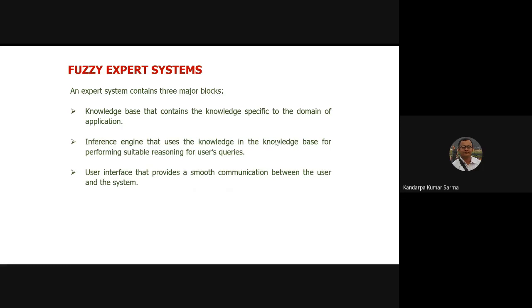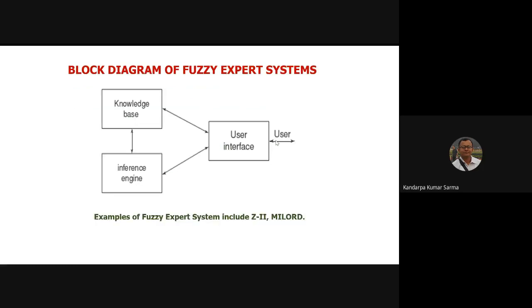So in case of a fuzzy expert system, there are three main blocks: knowledge base, then the inference block, and then a layer that will be doing the fuzzification and the defuzzification between the user and the system. So here is the case. Here is the knowledge base, here is the inference block, and here is the two-way conversion user interface through which you can communicate.